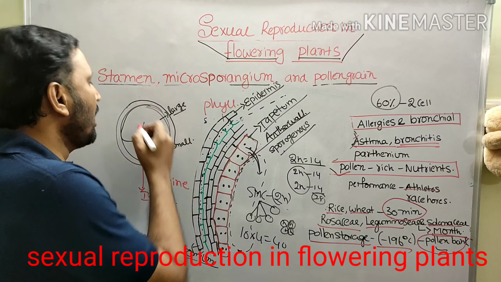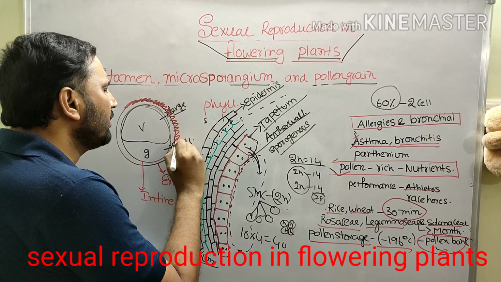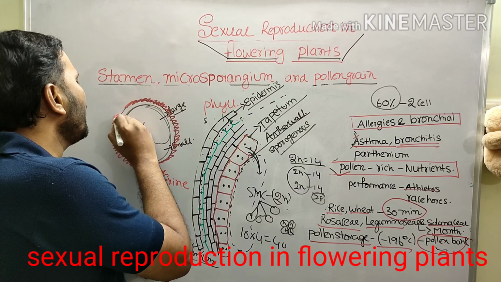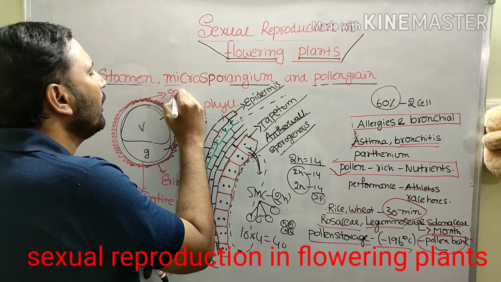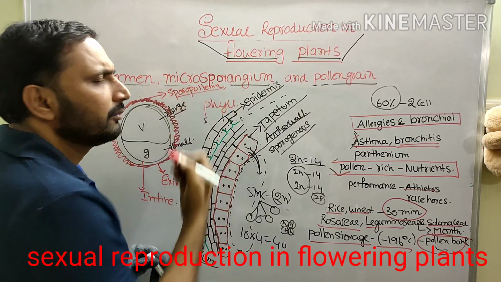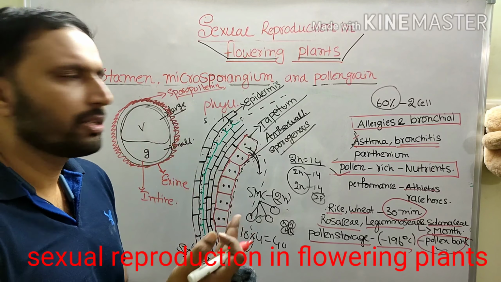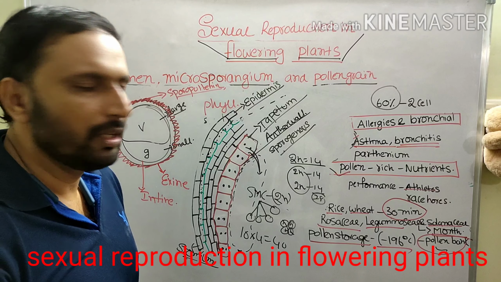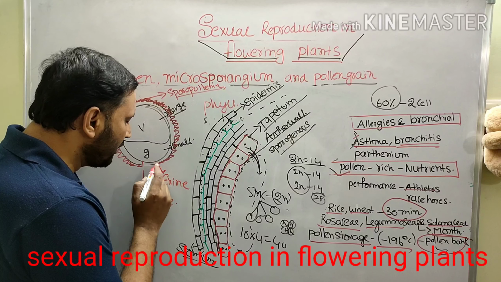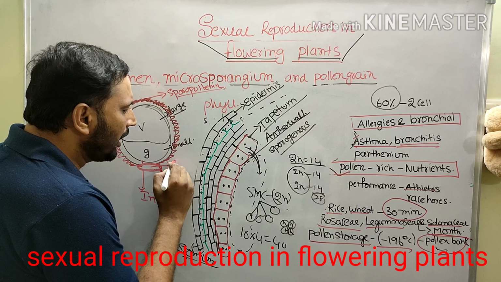Here 2 layers are present. The outer layer is exine, which is very thick. This is the pollen grain structure. The thick exine is made up of sporopollenin. Why do pollen grains survive for many years? Due to the presence of sporopollenin. In the thin region, sporopollenin is absent. That thin region is called the germ pore.